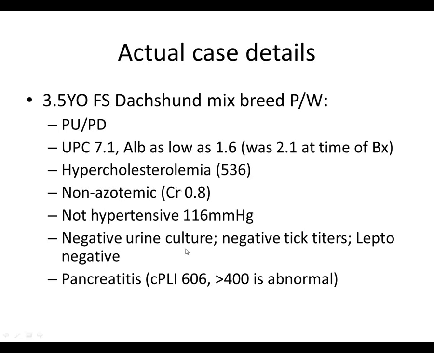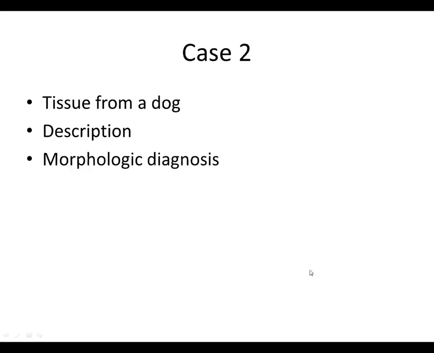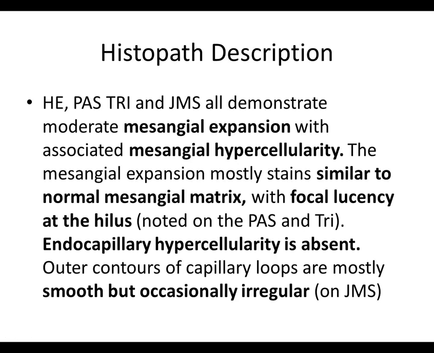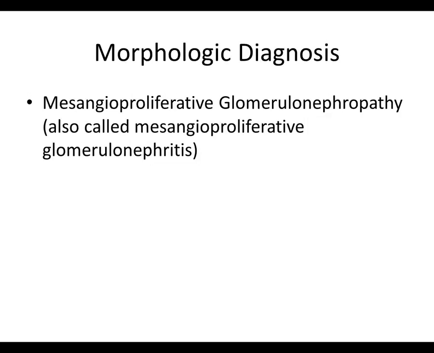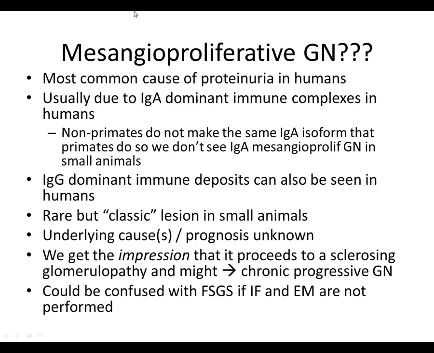So for the next slide, if I can get it to go. Case 2, I did the description, I gave the diagnosis. Again, you'll have all of the description that I predicted to be the most important points. And it is a mesangioproliferative glomerulonephropathy, also called mesangioproliferative glomerulonephritis. And the reason I put question marks is because it's not really a well understood disease in animals.